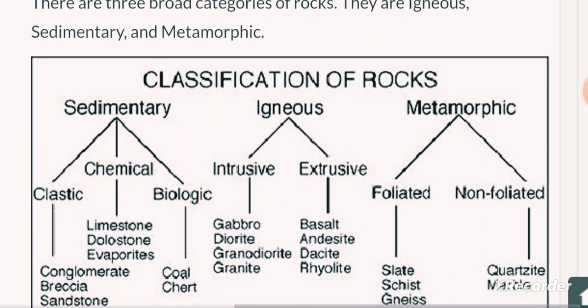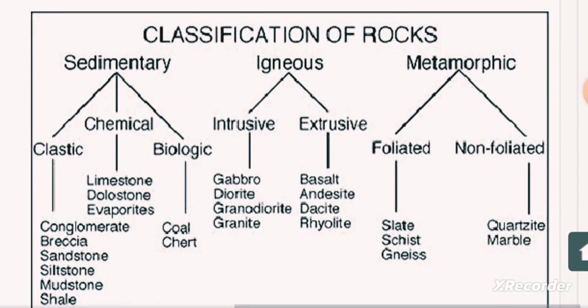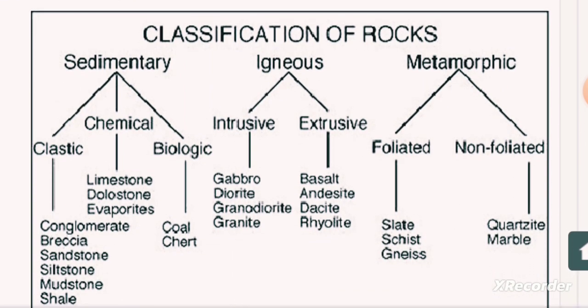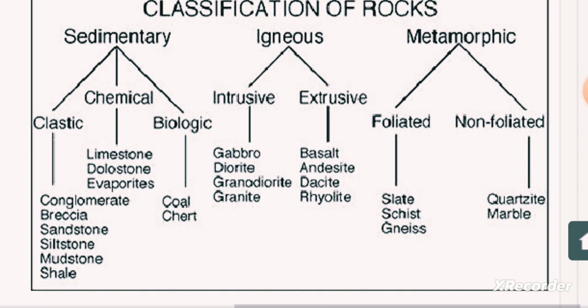So here is the classification of rocks. The first type of rock is sedimentary, which is again divided into clastic, chemical and biologic. The examples of clastics are given here. The examples of chemicals, that is limestone and dolostone, are given here. Also the biological examples, coal and chert, are given here. So you can take a screenshot of it and make your notes.